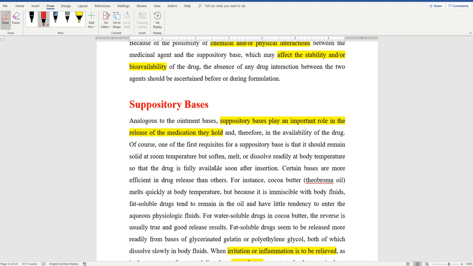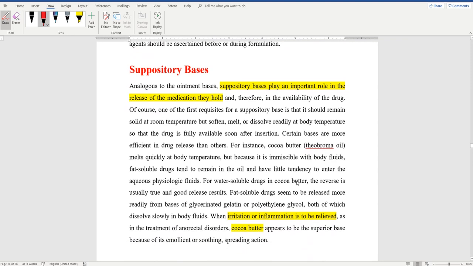And we talked about the oleogenous bases, that if you use them for hydrophobic, oil-soluble drugs, then it will be difficult for the drug to be released from such a base. We also talked about the condition when the rectum is inflamed or irritated. In this case, cacao butter appears to be superior compared to other bases because it is oily and very soothing to that area.